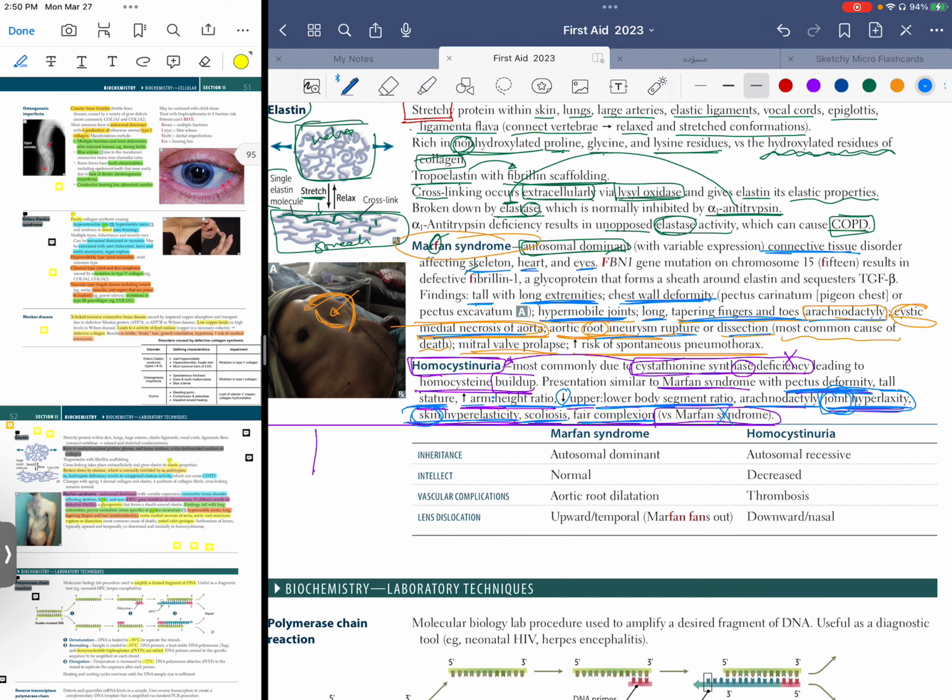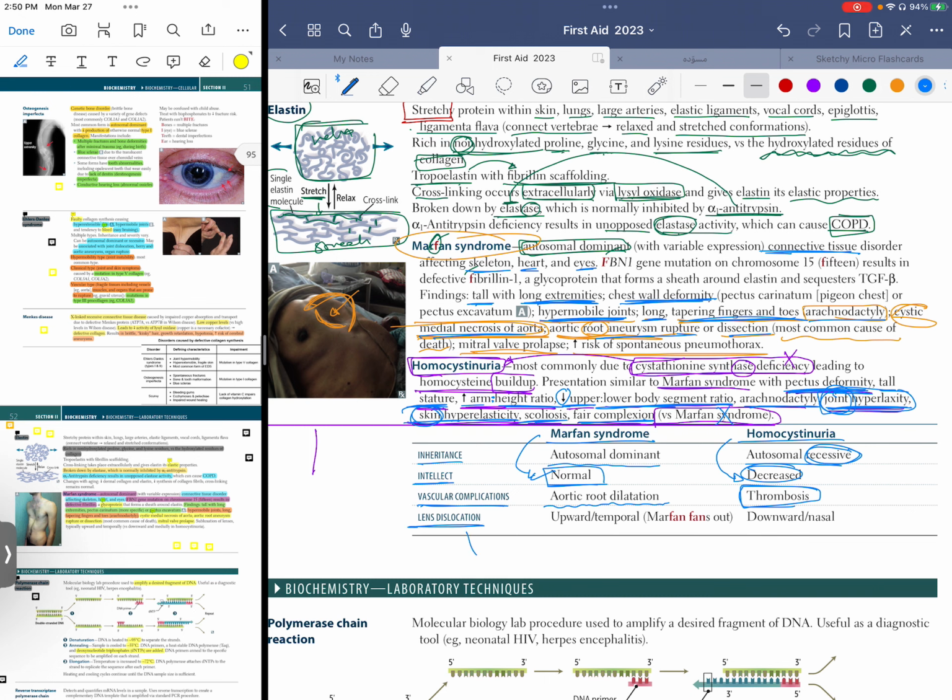So, if we compare those two, Marfan syndrome and homocystinuria, the inheritance in Marfan is autosomal dominant, while in homocystinuria it is autosomal recessive. And the intellect is normal, like the comprehension and cognitive function in Marfan syndrome is just normal, while in homocystinuria it may be decreased. Vascular complications: Marfan syndrome may end up with aortic root dilatation, while homocystinuria ends up having thrombosis.